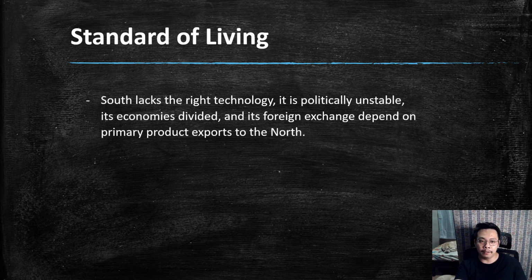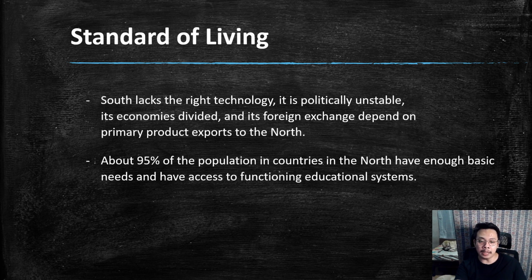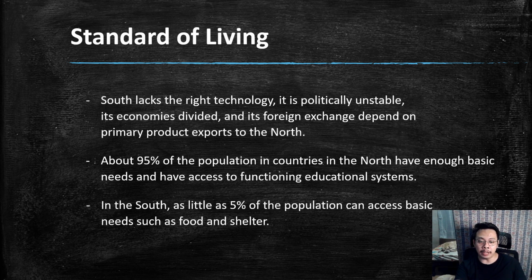For the standards of living, the South lacks the right technology. It is politically unstable, its economy is divided, and its foreign exchange dependent on primary product exports to the North. About 95% of the population in countries in the North have enough basic needs and have access to functioning educational systems. In the South, as little as 5% of the population can access basic needs such as food and shelter.